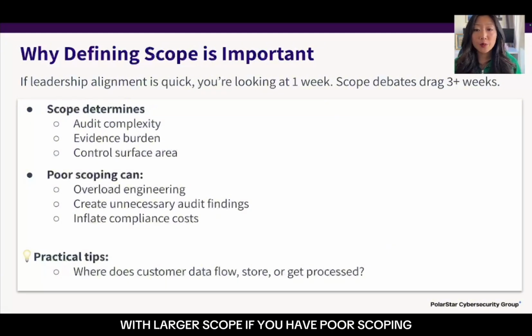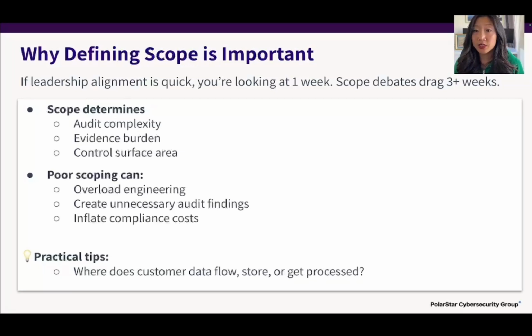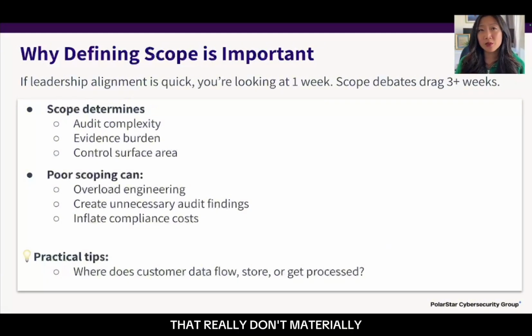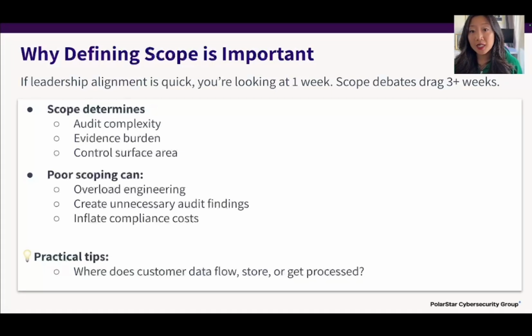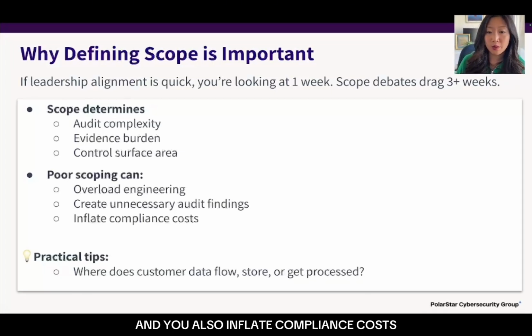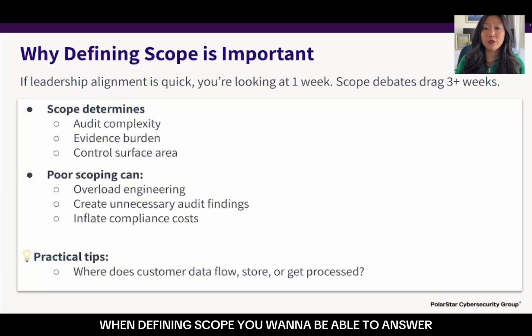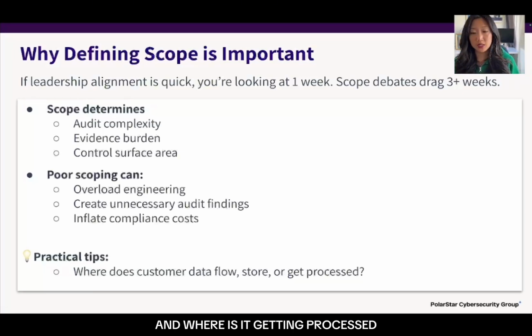If you have poor scoping, let's say you scope too much, then you're going to overload your engineering team who has other things and priorities they need to be working on. You create unnecessary audit findings that really don't materially matter to customer data and the business, and you also inflate compliance costs. The practical tip that I can offer is when defining scope, you want to be able to answer, where does your customer data flow? Where is it getting stored, and where is it getting processed?